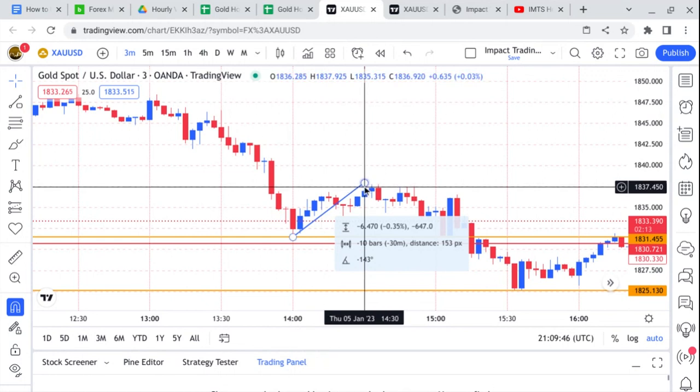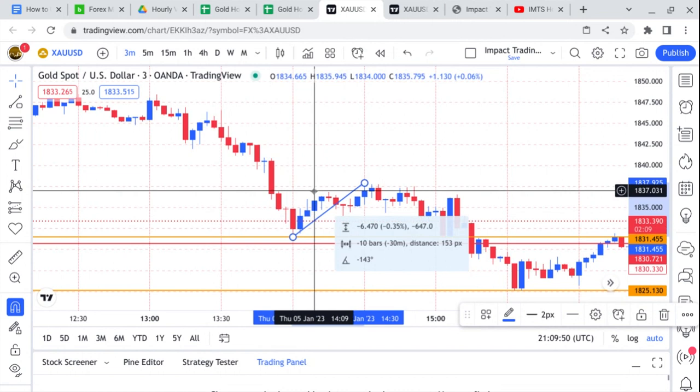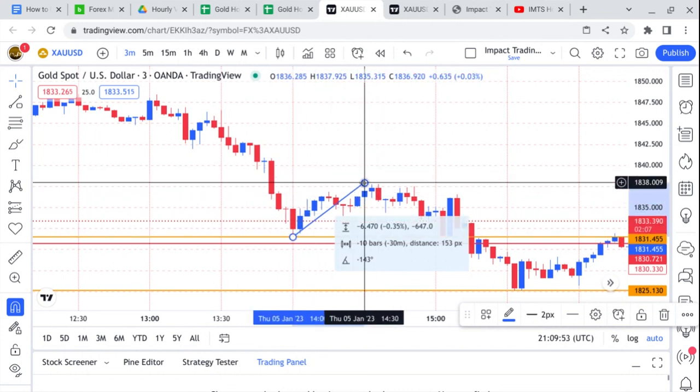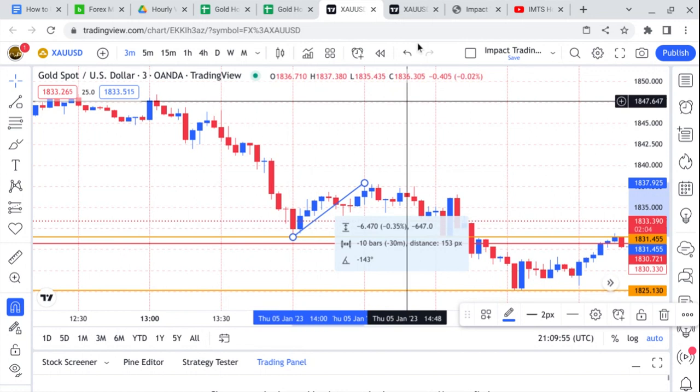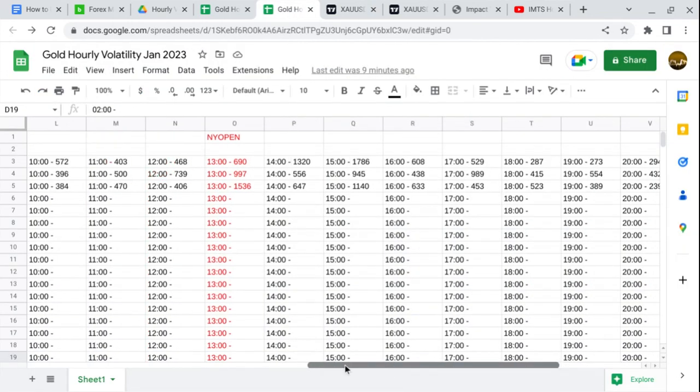Now, however you do your money management, you can pull up your stops here. You can place the trade, and you can say the hour 1400. Let's go back to the data. So what are we going to expect for the hour 1400?